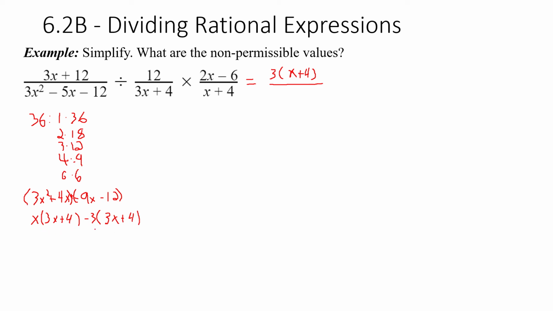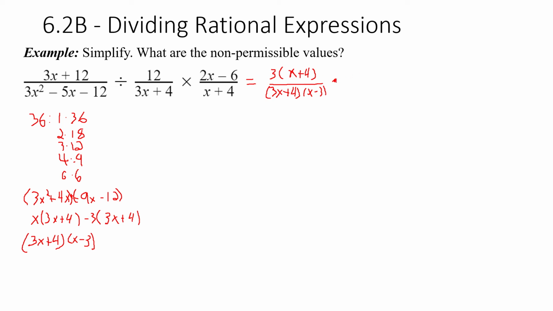From these 2 sets of terms, from the x times 3x plus 4 and the 3 times 3x plus 4, we can pull out that 3x plus 4 factor from both of those. And we'll have 3x plus 4 times what's left over, which is the x minus 3. And that's what goes into this denominator. So 3x plus 4 times x minus 3.